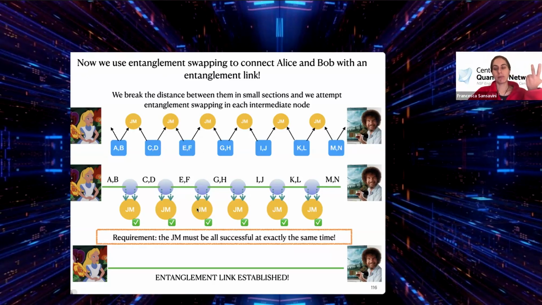So for this to work, we need this joint measurement to be successful and to happen at the same time. So we need these measurements to be synchronized. And these will help us establish an entanglement link between Alice and Bob.